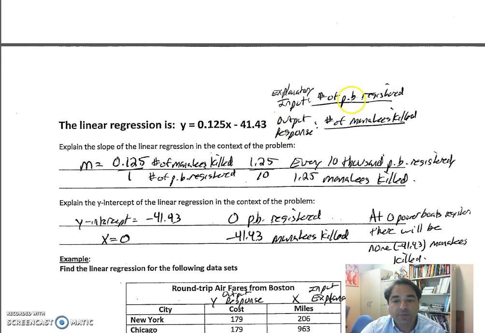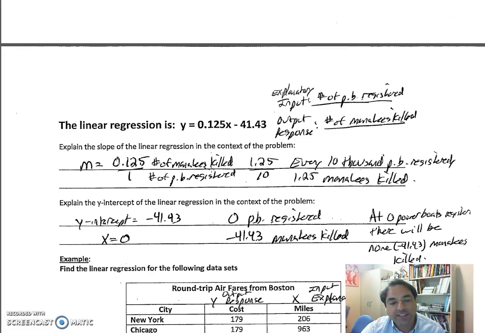the input was number of powerboats registered. Our output is number of manatees killed. So when I look at the slope, the top number is output, number of manatees killed. The bottom number is number of powerboats registered. So one way to explain this is every 1,000 powerboats registered, 0.125 manatees are killed. Perfect explanation.